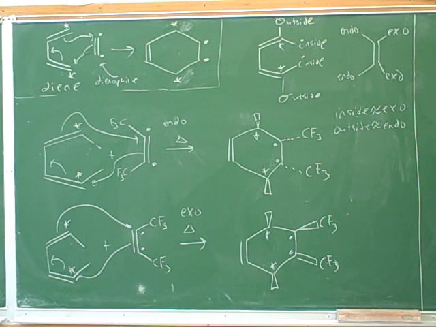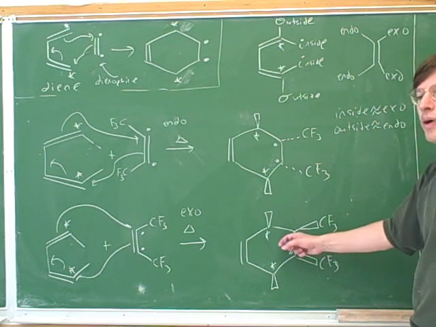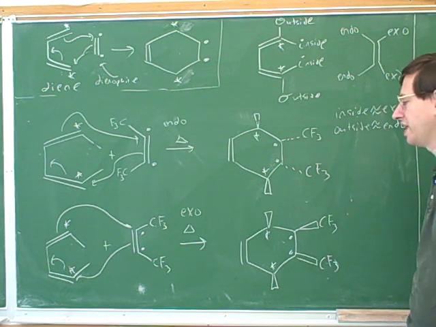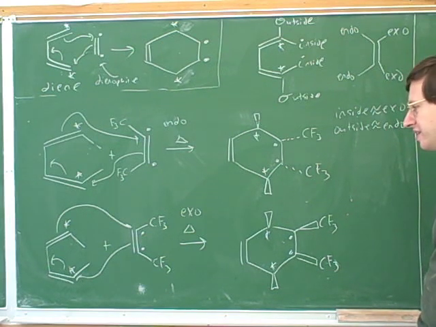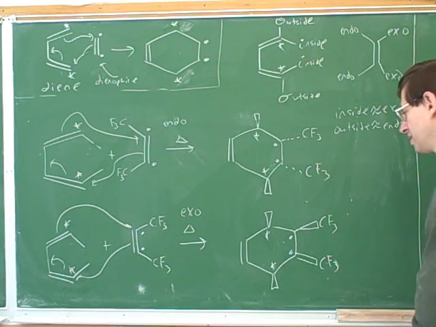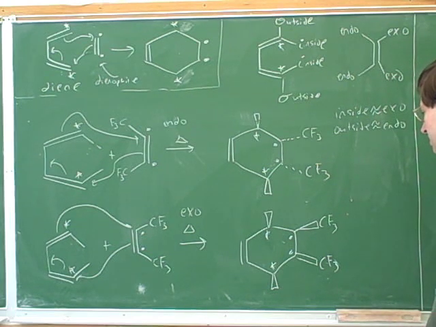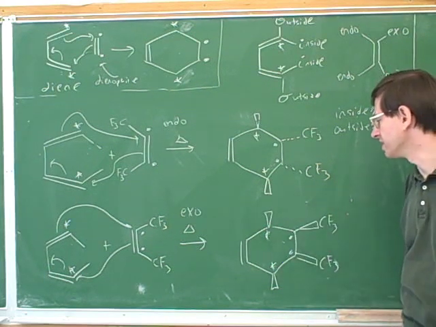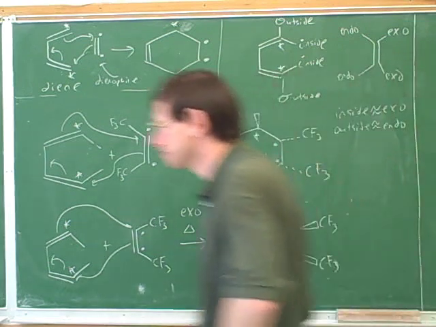And is this meso? Yes. So there are no other products. So in this particular case, there's one endo product and one exo product, and that's it. If I wanted to, I could have drawn these all on dashes. It doesn't matter. The key thing is they should all be in the same place.